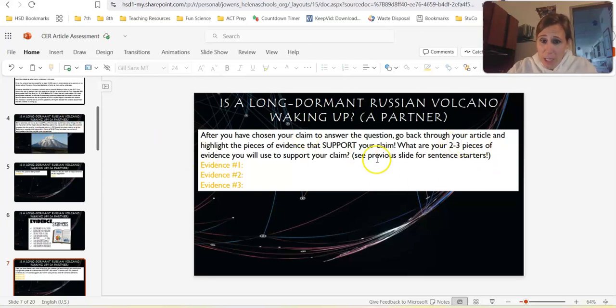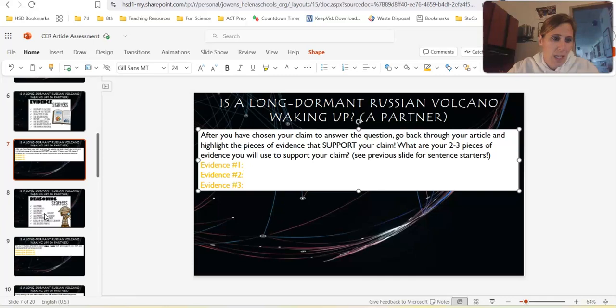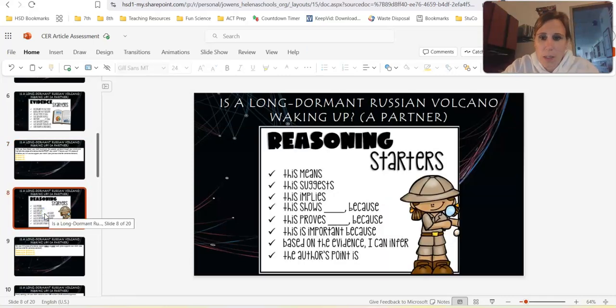Okay, use a couple of those sentence starters to help you get your evidence going and have good transitions for your sentence, because eventually we're going to be putting these into a paragraph. Okay, then you're going to move on to your reasoning. Some great reasoning sentence starters: this means, this suggests, this implies, this shows blank because, this proves blank because, this is important because, based on the evidence I can infer, or the author's point is.